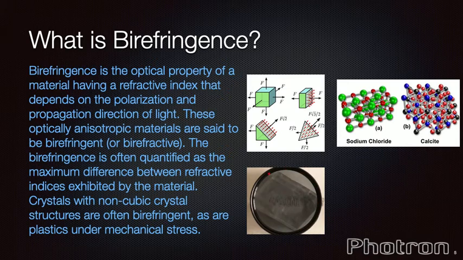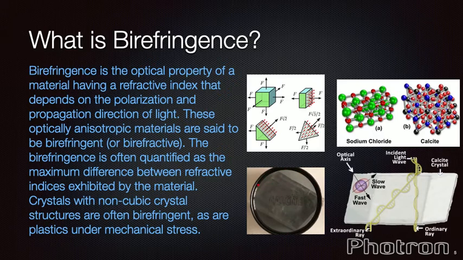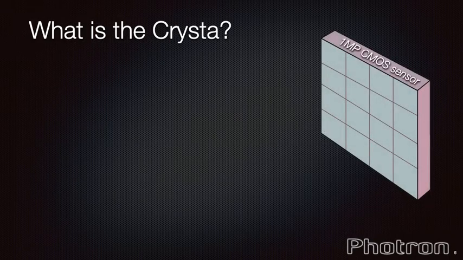And these rays are dependent on the refractive index of the material. One of these rays will typically travel slower than the other, and this difference is defined as the retardation and is typically measured in nanometers. Birefringence, or double refraction, is the optical property of a material having a refractive index that depends on the polarization and propagation direction of light.